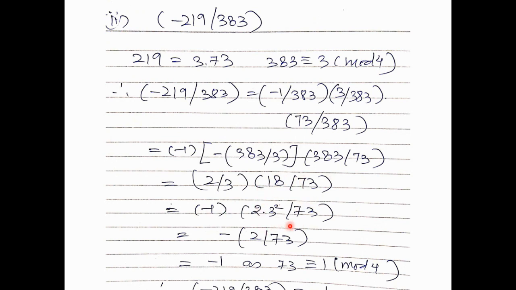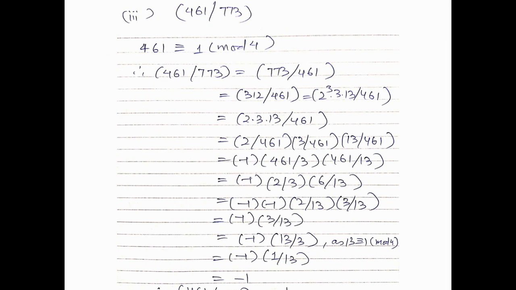Then this 18 can be written as 9 into 2. So 3 square into 2. This 2 upon 3 will be minus 1, and from here 3 square upon 73 can be deleted. So this is equal to minus 2 upon 73, and this is minus 1, as 73 is congruent to 1. So this symbol has value minus 1.